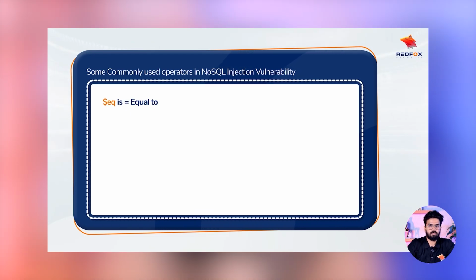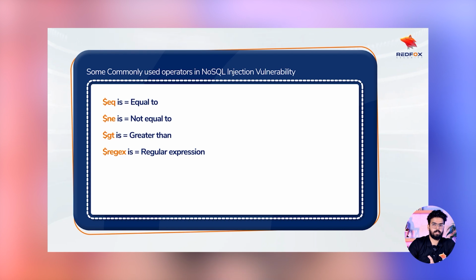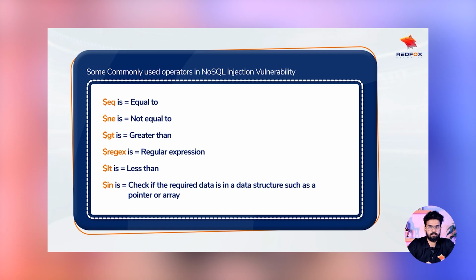$eq is equal to, $ne is not equal to, $gt is greater than, $regex is regular expression, $lt is less than. Now the first one, that is $in, checks if the required data is in a data structure such as a pointer or an array.